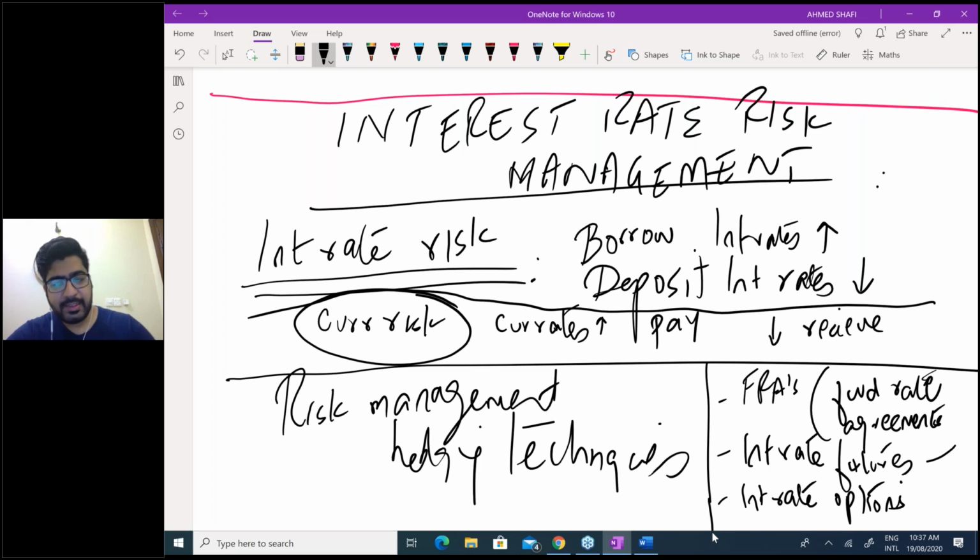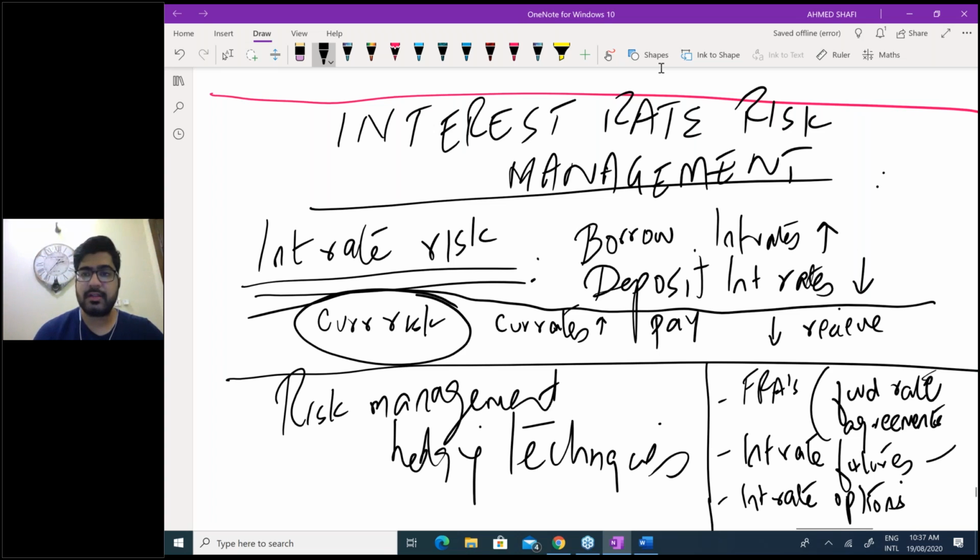Now, again, like yesterday's trend, I will firstly tell you all about what is FRAs, what is interest rate futures, what is interest rate options. I will discuss with you the formats of them as well. I have very easy formats for all of them. Like you all were very happy after yesterday's session on currency risk management, you got some easier methods. In the same manner, you will get some easier patterns regarding this as well.